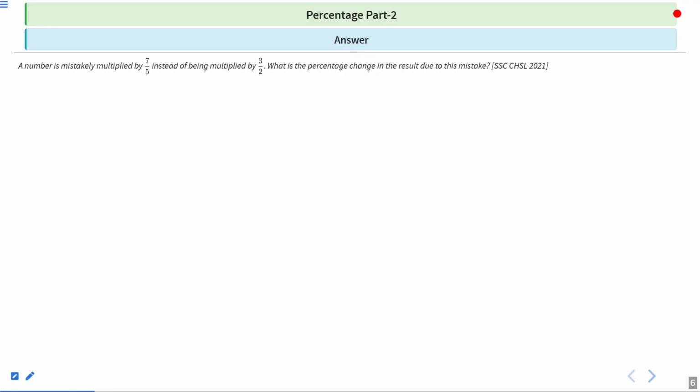So the question says that a number is mistakenly multiplied by 7 by 5 instead of being multiplied by 3 by 2. So the question is, what is the percentage change in the result due to this mistake? We know that the number should be multiplied by 3 by 2, but mistakenly it is multiplied by 7 by 5. So first we let the number and multiply it, then we can calculate the percentage change in the numbers. So the correct answer of this question is 1, which is 6 and 2 by 3%.